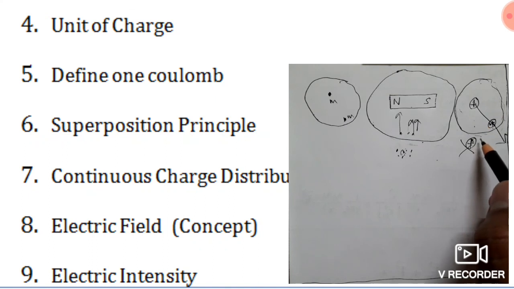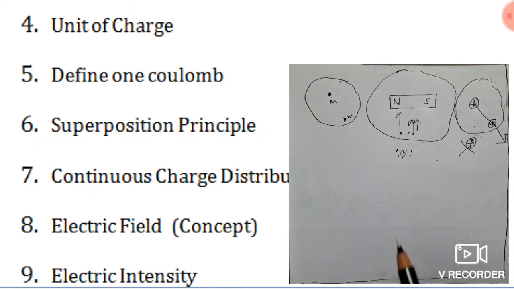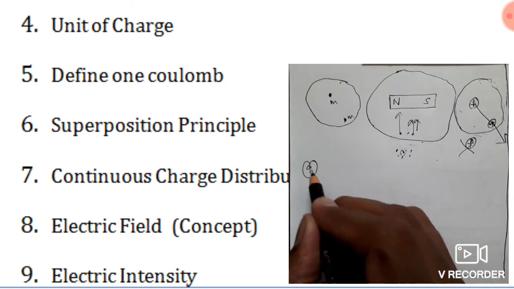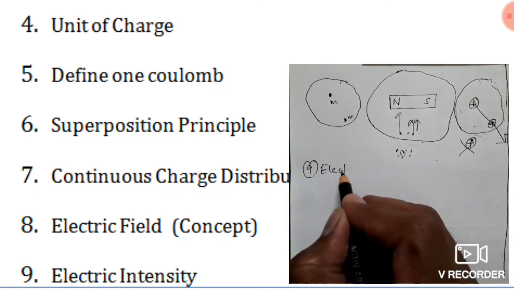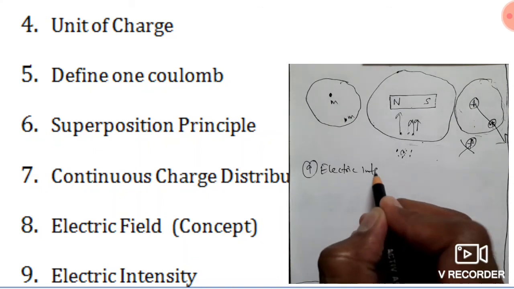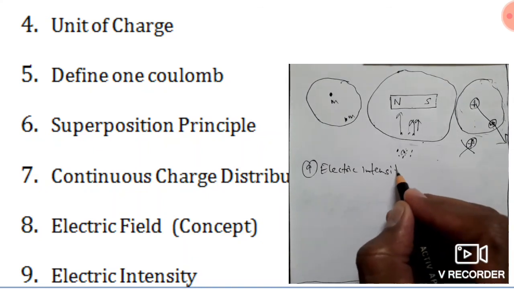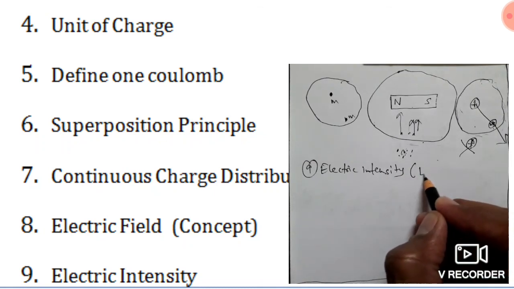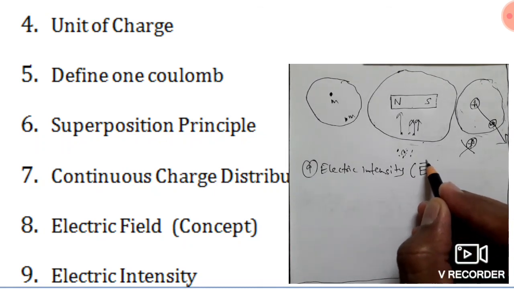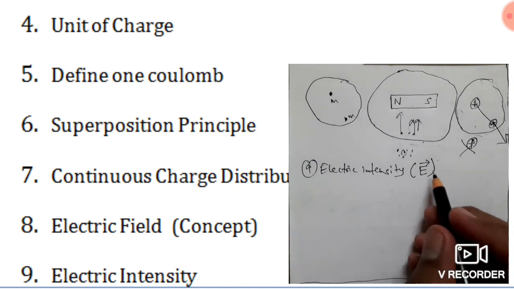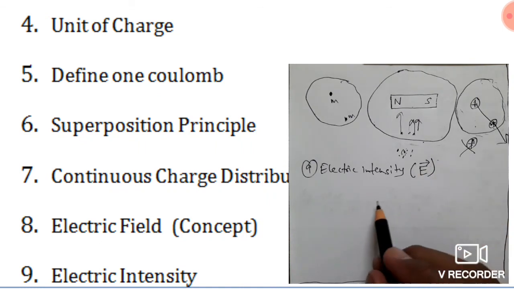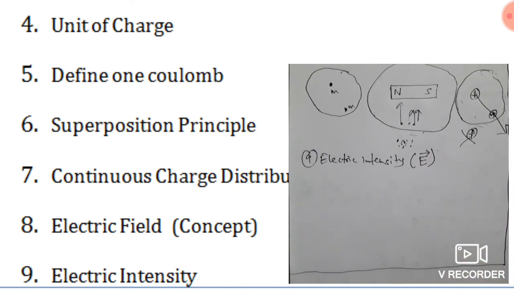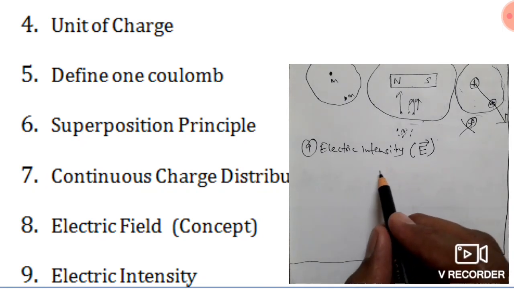Now let us discuss point number 9, electric intensity, or strength of the electric field. The symbol of electric intensity or strength of electric field is E, which is a vector quantity, E vector. So let us derive the expression for electric intensity.